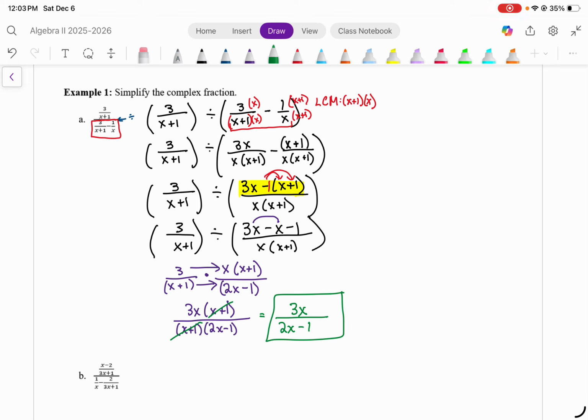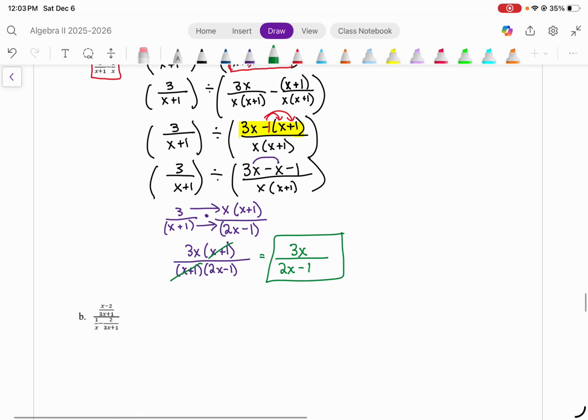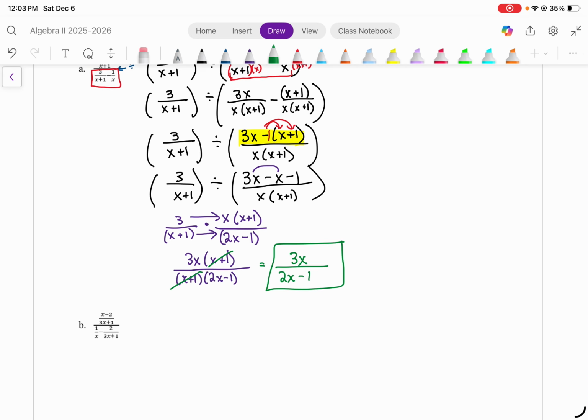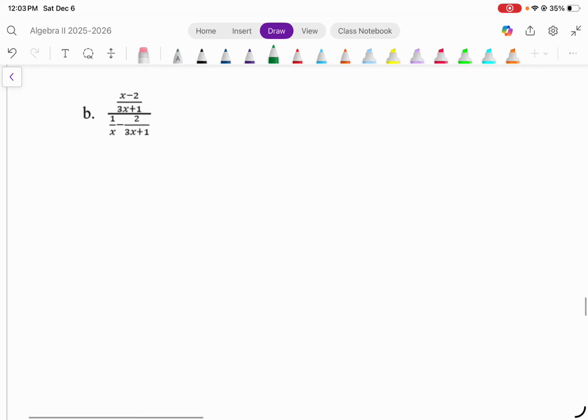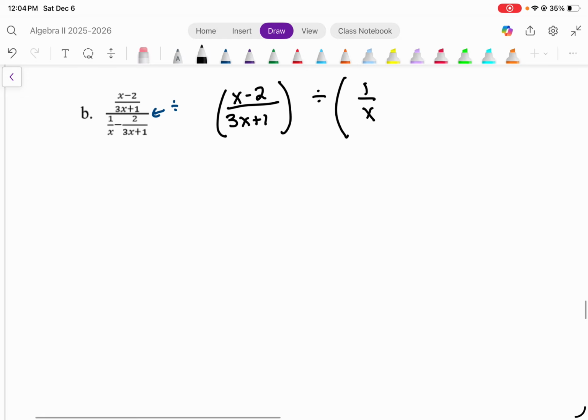So just take them one step at a time. Focus on combining those two fractions together and then simplifying at the end. I'd recommend trying this next one on your own and then skipping to the end of the video to see if you got it correct. All right, so for this one, I'm again going to change it to a division problem so it's a little bit easier to work with. So my first fraction, x minus 2 over the 3x plus 1, I'm not going to be doing anything with that right now. Divided by, and then my denominator was 1 over x minus 2 times 3x plus 1.